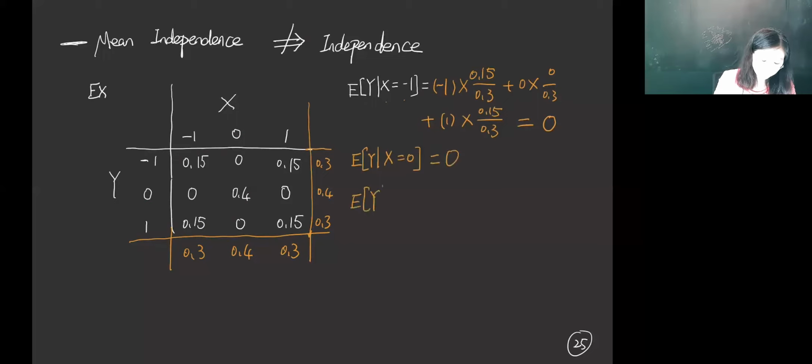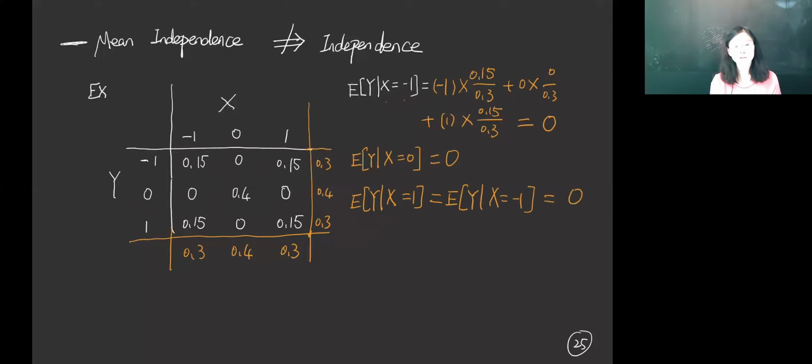Let's do the same for E of y given x equals 1. Now we consider the third column over here. Well, the third column and the first column are the same. So the conditional PMF of y given x equals 1 is the same as that given x equals -1. Therefore, the conditional means are also the same. So that's also 0.